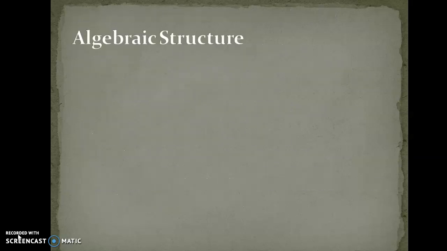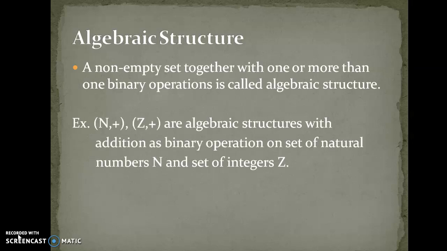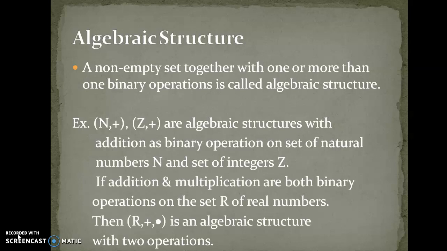Now we define algebraic structure. An algebraic structure is defined as a non-empty set together with one or more binary operations, such as the set of natural numbers N along with the operation addition, or the set of integers along with the operation addition is called an algebraic structure. Again, you can have more than one operation, so a set R along with the operations addition and multiplication is again an algebraic structure.